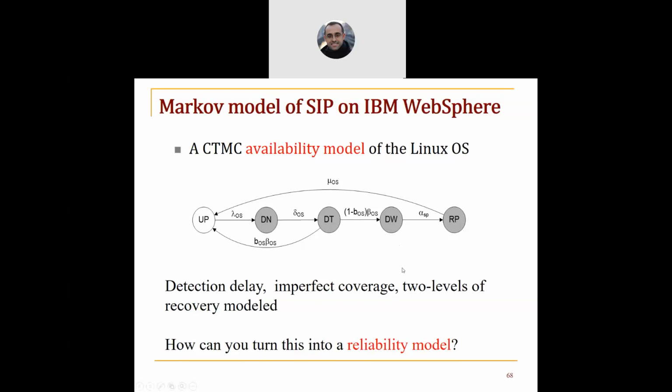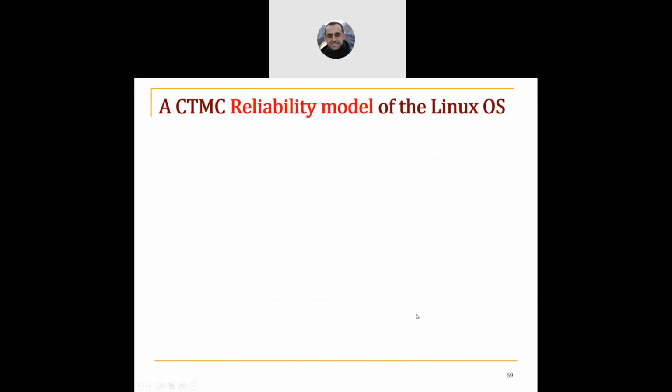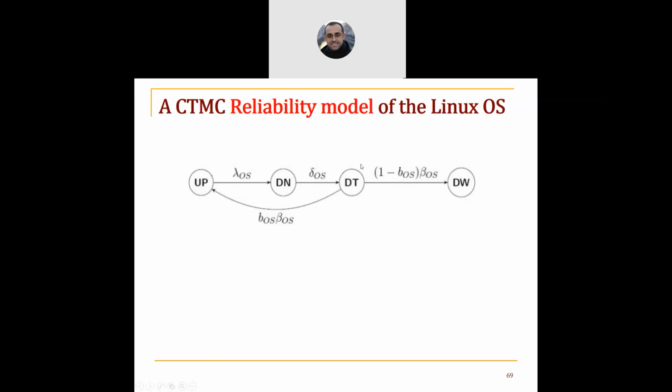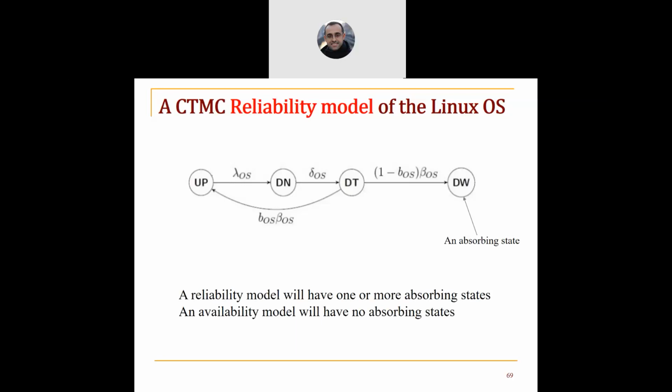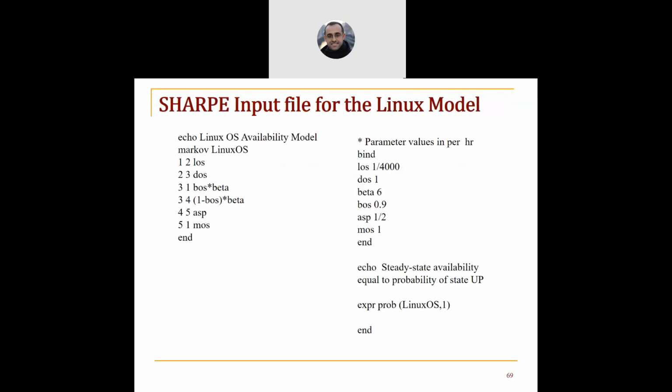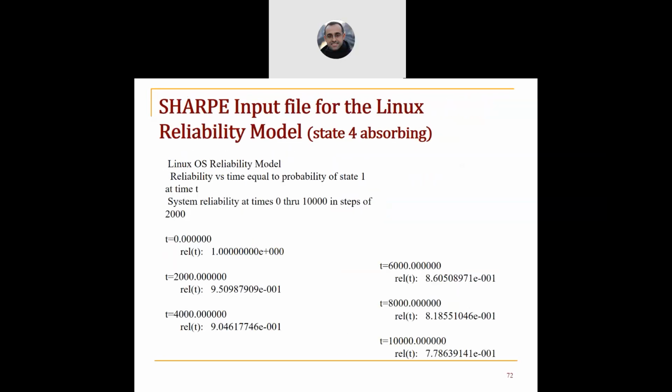Whereas we can convert this into a reliability model in which there will be an absorbing state. So in this case, after the operating system reboot is not successful, the system is considered down, and of course it will need to be patched and so on. But this is a reliability model because there is an absorbing state. So a reliability model will have one or more absorbing states, whereas an availability model will have no absorbing states. And if you wanted to, you can solve these models by inputting into SHARPE either graphically or textually to get the reliability or availability of the system, as I have done here.